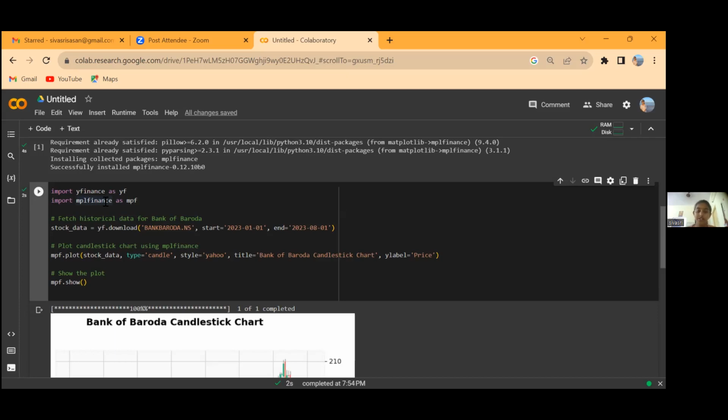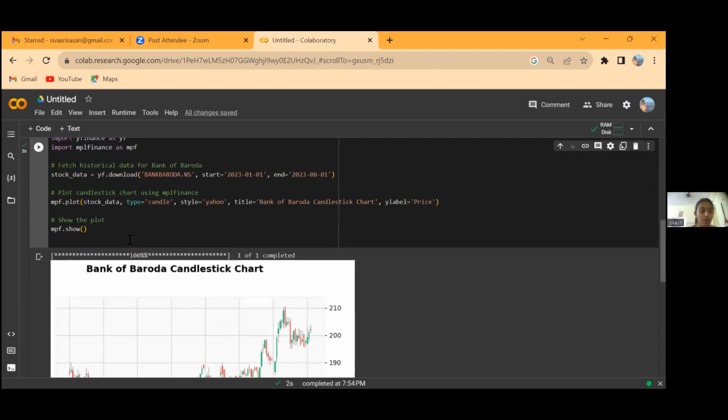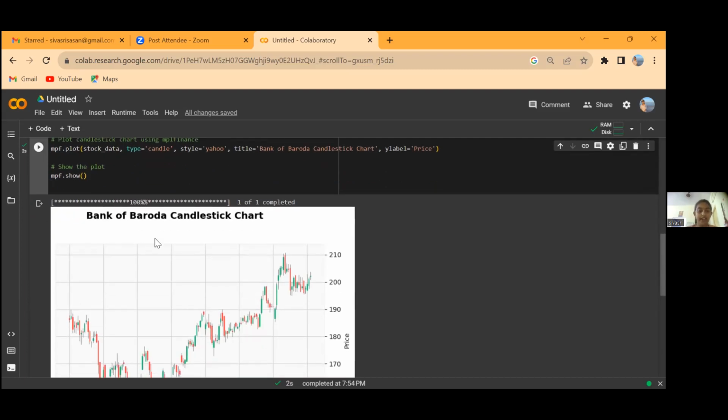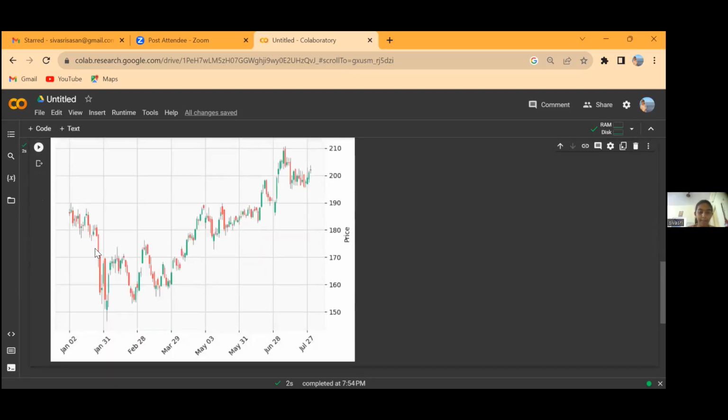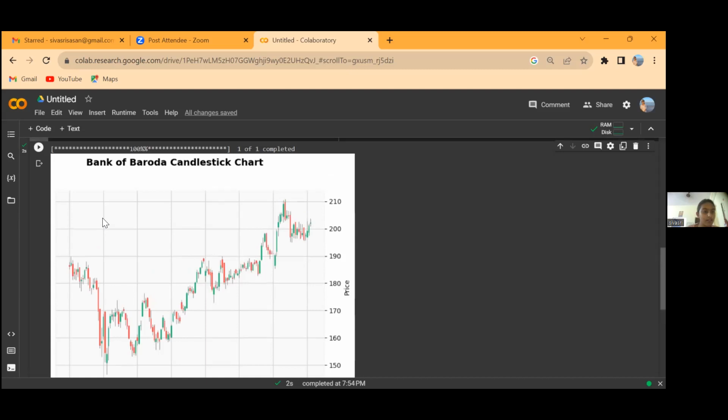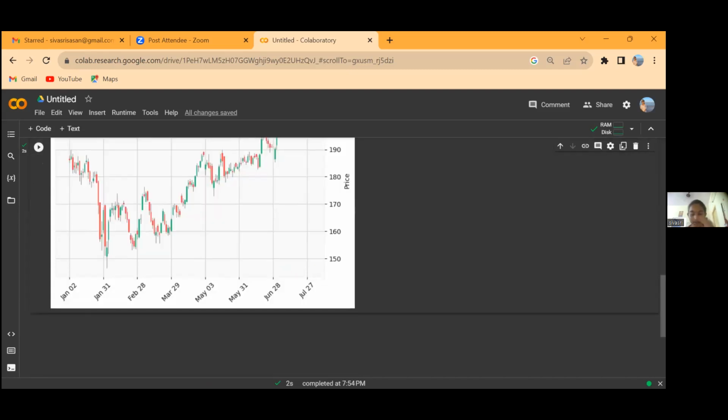The code will fetch historical stock data for Bank of Baroda from January 1, 2023 to August 1, 2023. It will then plot a candlestick chart using mplfinance with the Bank of Baroda stock price data visualized in candlestick format. This chart will have the title Bank of Baroda candlestick chart, and the y-axis is labeled price. The candlestick chart will show each day's open, high, low, and close prices, allowing you to visualize the price movements over the specified time period. This is the output. I will come back to the presentation.